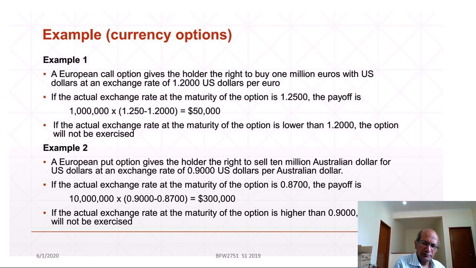The cost you are fixing at a strike is 1.2 US dollars. So if the actual exchange rate at the maturity of the option becomes 1.25, the payoff is 1 million times 1.25 minus 1.2, because you can still buy at 1.2. Let's say the currency market on the day of expiry is quoted as 1.25, then you save 0.05 times 1 million, which is 50,000.